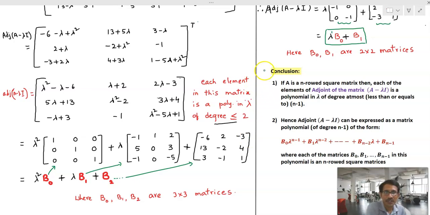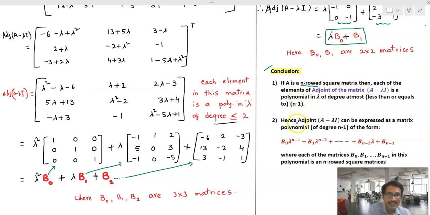Okay, now the conclusion. By seeing the examples of 2 by 2 and 3 by 3 matrix, my conclusion is, if you take an n-rowed square matrix, then each of the elements of the adjoint of the matrix A minus lambda I, I am not talking about matrix A, I am talking about the adjoint of the matrix A minus lambda I, is a polynomial in lambda of degree at most, that means less than or equal to n minus 1. For a 2 by 2 matrix you got lambda, for a 3 by 3 matrix you got lambda square. Similarly, for an n by n matrix you will get lambda power n minus 1.